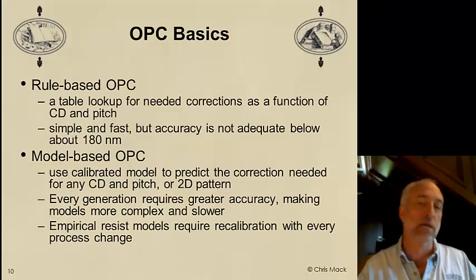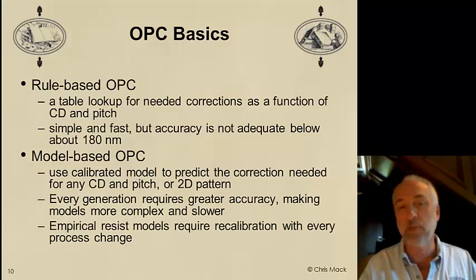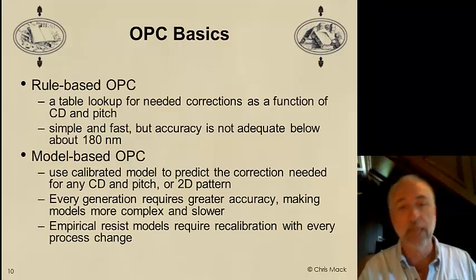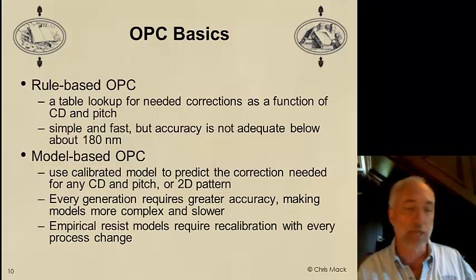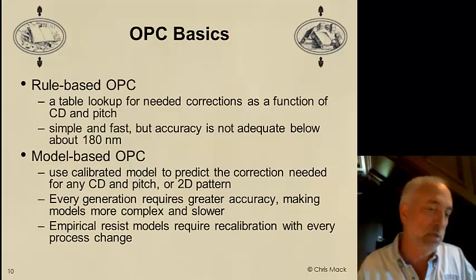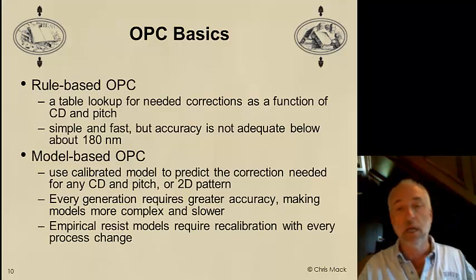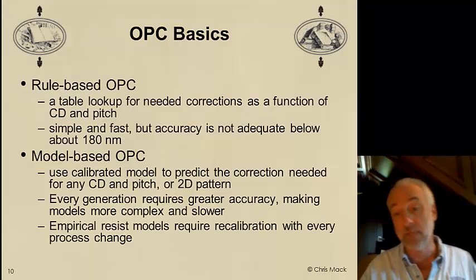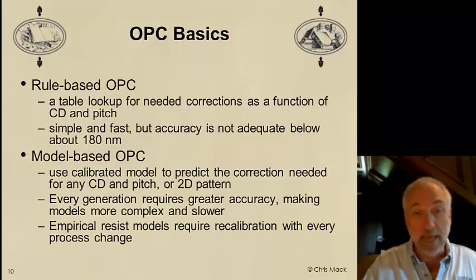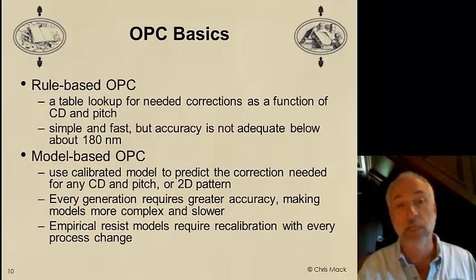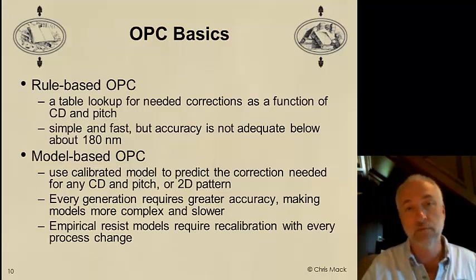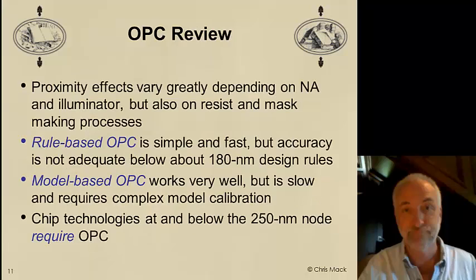Also, these models are empirical in nature, especially when it comes to the photoresist, and therefore they require recalibration every time anything changes in the process. Change something in the process, got to recalibrate your model. And that is also a difficult and time-consuming task. Nonetheless, model-based OPC is the standard for today's chips, and in fact, we can't make chips without model-based OPC today.